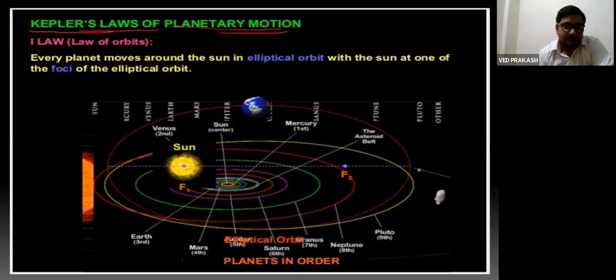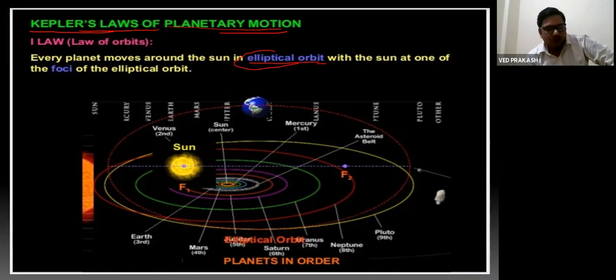So the first law is the law of orbit. Every planet moves around the sun in an elliptical orbit, not in a circular orbit, right? So it is a misconception that planets revolve around the sun in a circular orbit. Actually, it's an elliptical orbit with the sun at one of the foci of the elliptical orbit.